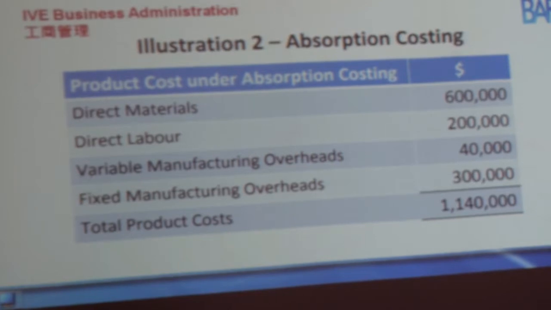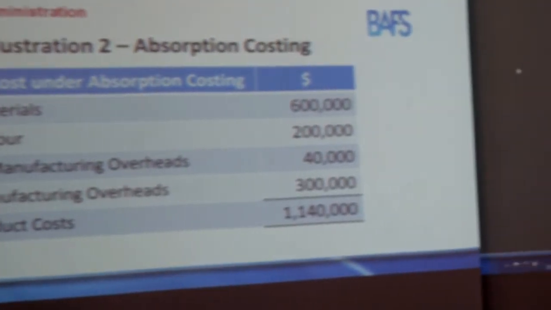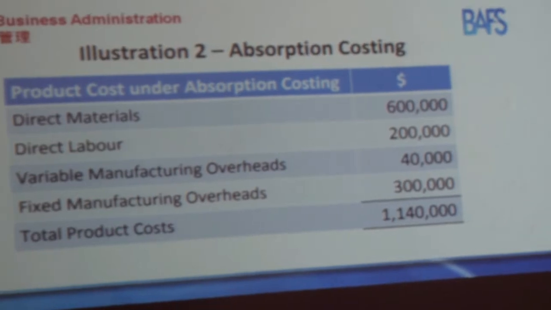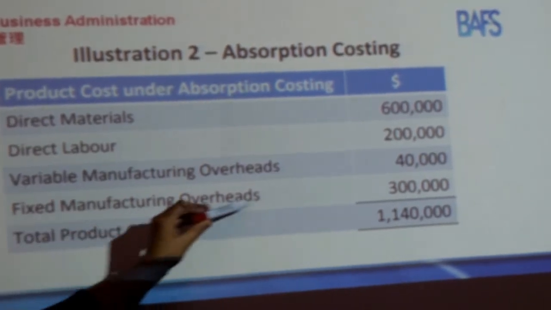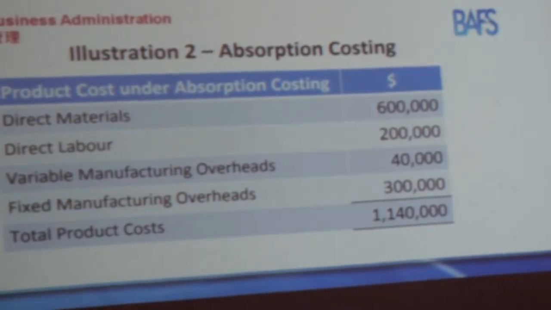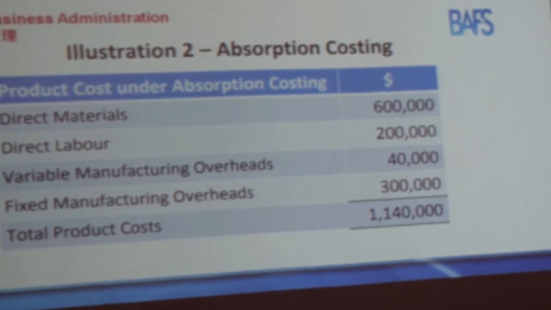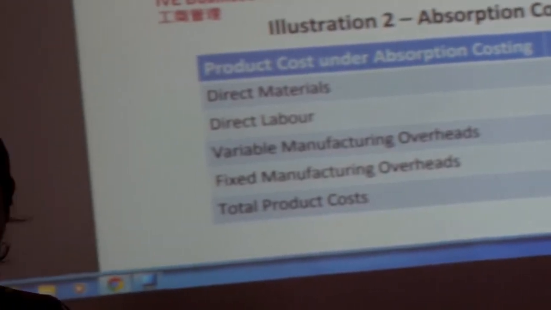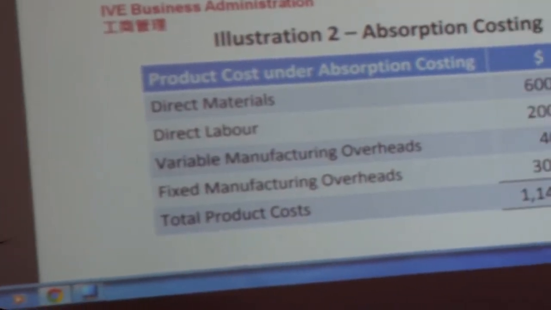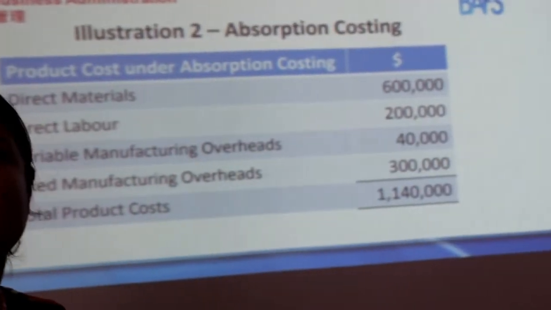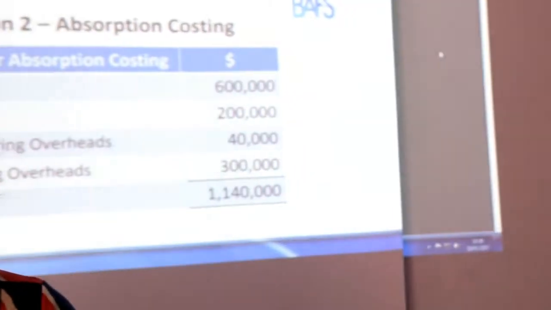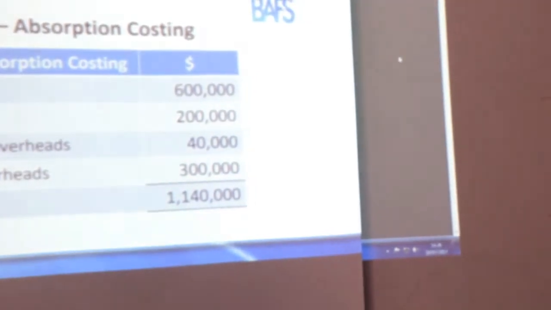So then the only difference really in terms of absorption and marginal costing is going to be in the part in the income statement which calculates the gross profit. But even then, the gross profit is going to be the same. It's the same only up to that point where you have sold everything you have produced.